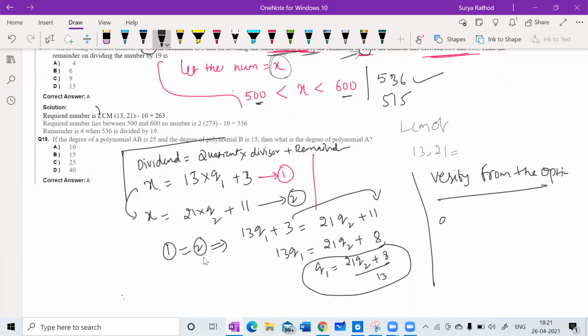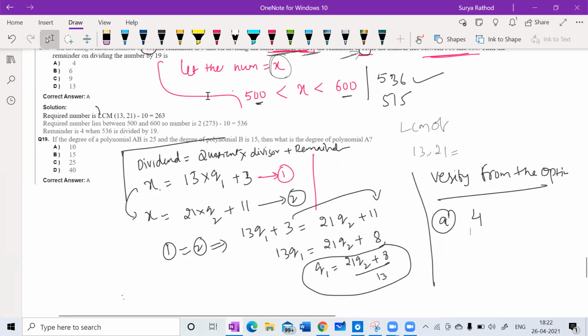So let us take option A. One second. It's got stuck, children. One second. So let us take option A. What is my option A? 4 is my option A.